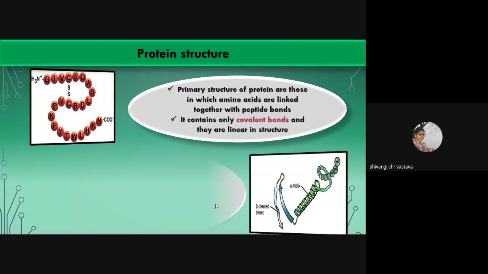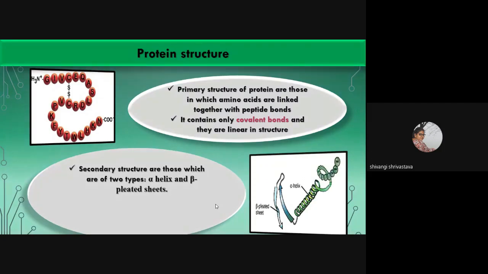Secondary structure is divided into two types: alpha helix as well as beta pleated sheets. It contains covalent bonds and hydrogen bonds. As we see here, here is the spiral shape and here is the zigzag shape. For making the spiral shape, hydrogen bonding takes place between different amino acids.